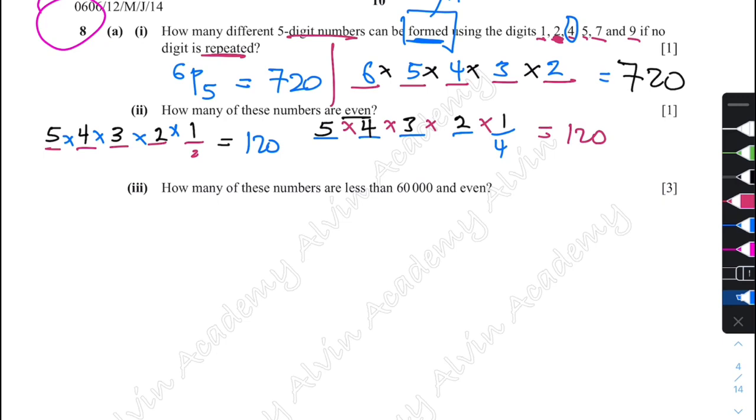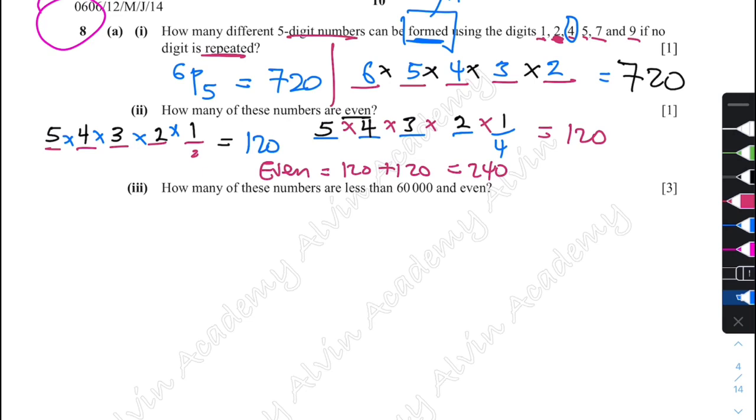So you have done when it is ending with 2, and when it is ending with 4. Now they want even, so for even you just add them up. So 120 plus 120 giving you 240.